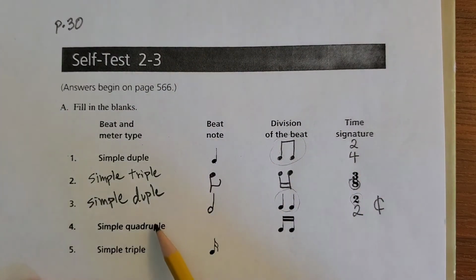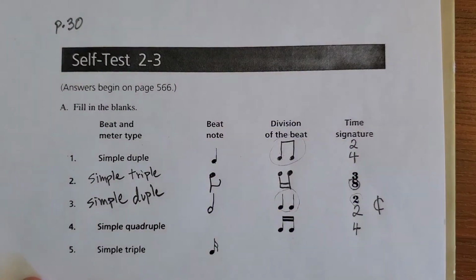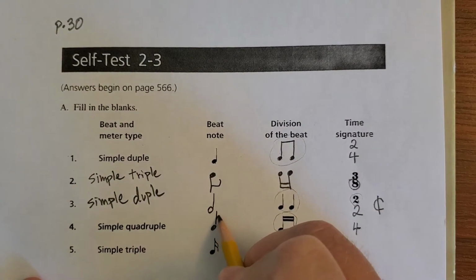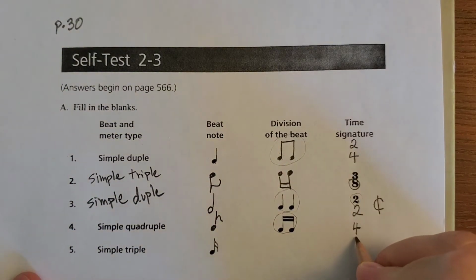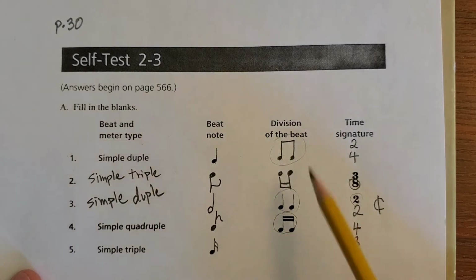All right, simple quadruple. Well, that means the top number of my time signature is a 4 for sure. Division of the beat, two 16ths. Therefore, the beat is an eighth note. If the beat's an eighth note, that means the bottom number of my time signature is 8. So simple quadruple, 4/8. Beat or pulse, eighth note; division of the beat, two 16ths.